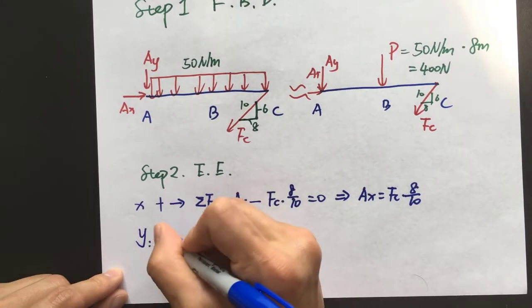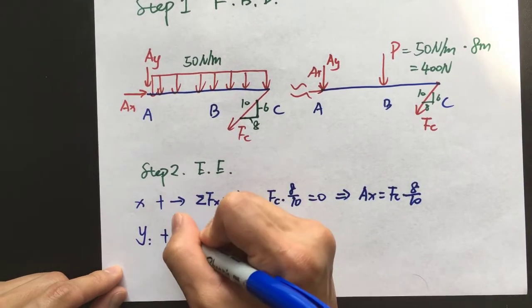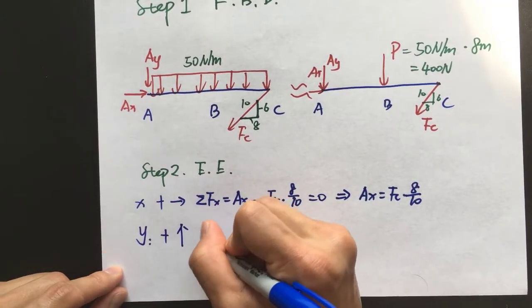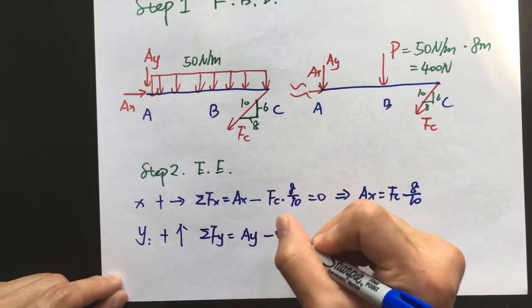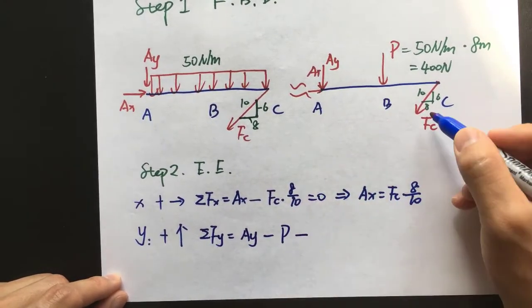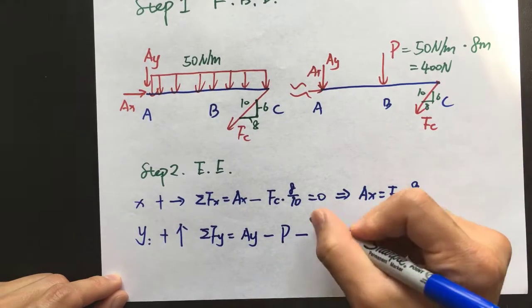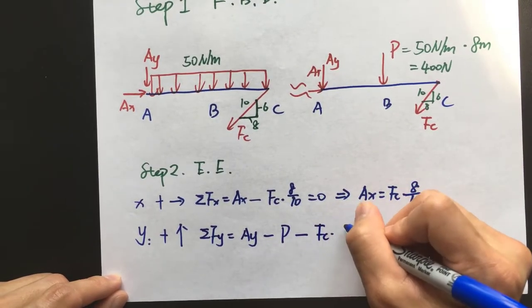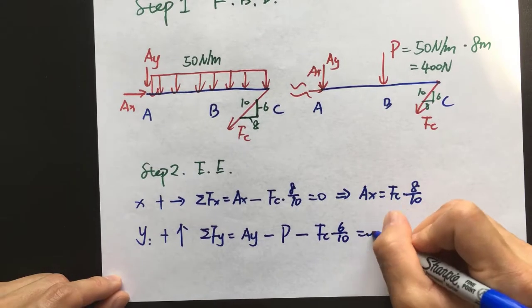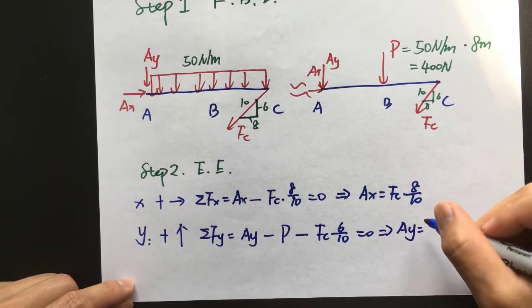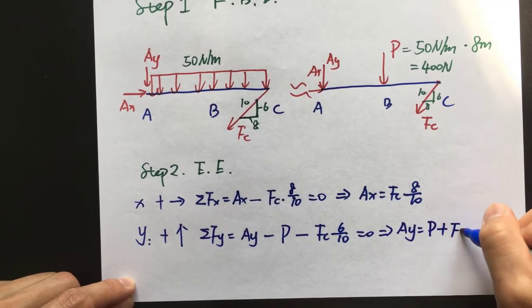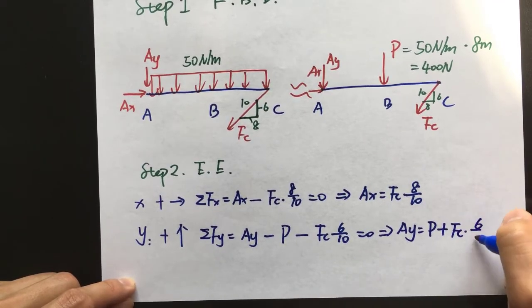In the Y direction, let's define the positive direction pointing upward, and the summation of all the forces in the Y direction equals AY minus P, minus the Y component of FC, which is FC times 6 over 10, equals 0. With this equation, we get AY equals P plus FC times 6 over 10.